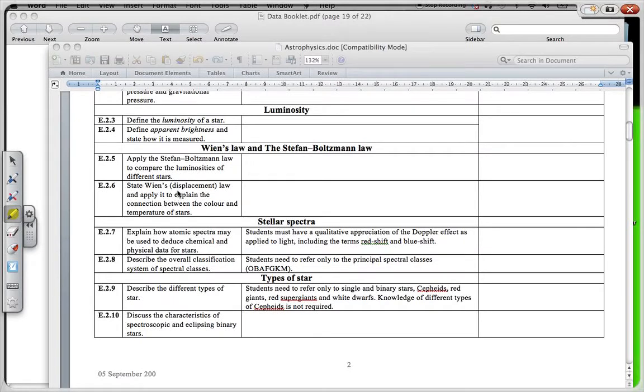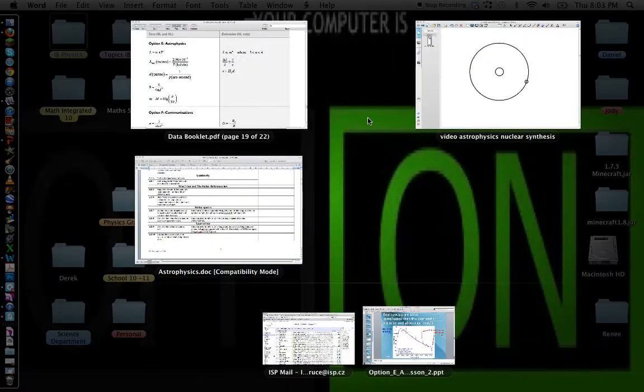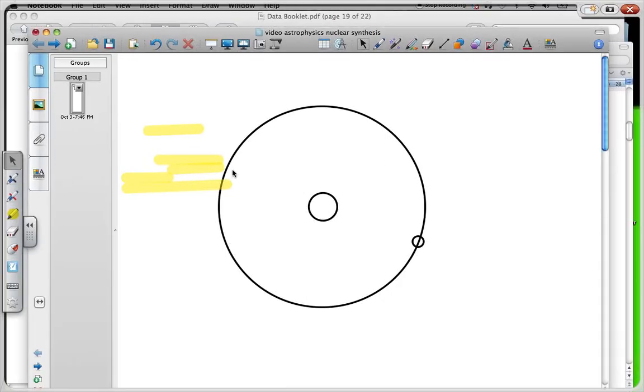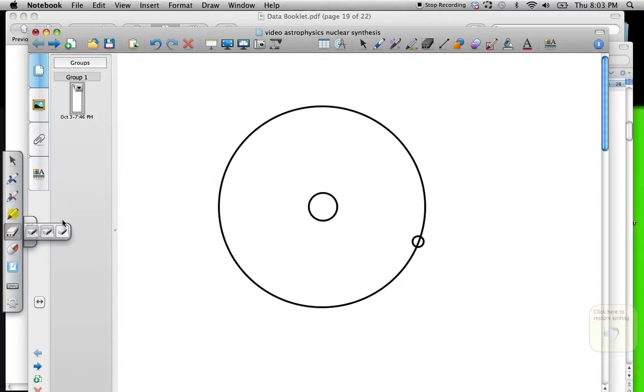Alright students, so I'm going to now look at this idea of apparent brightness and then hopefully get into Stefan-Boltzmann's law, where we compare the luminosities from different stars, and we're also going to try and see if we can get through to Wien's displacement law, but maybe we won't get quite there. To help us with this, I've got a small diagram here.